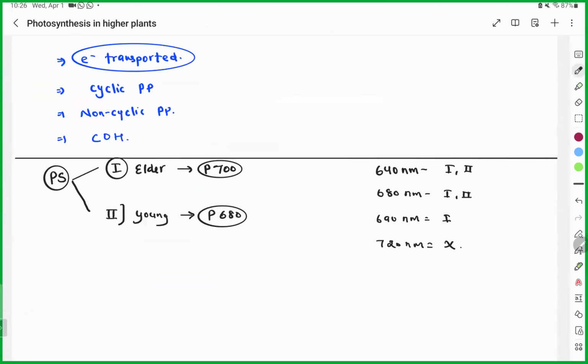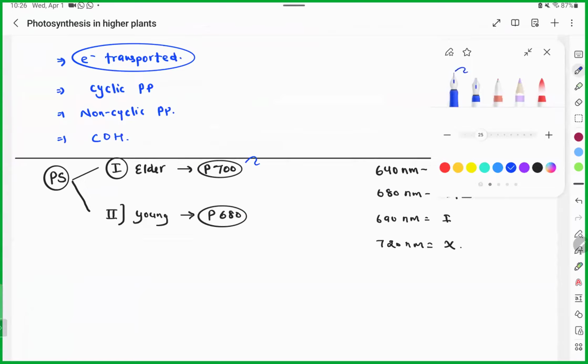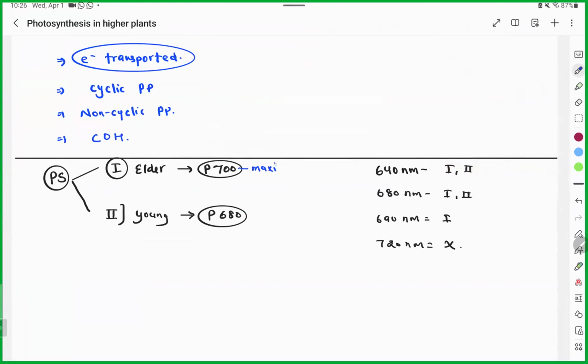Why? Because wherever we write this P700, this is the maximum value.